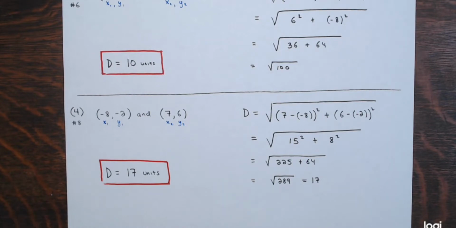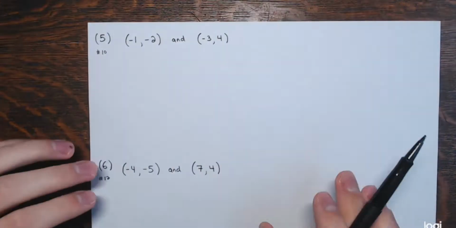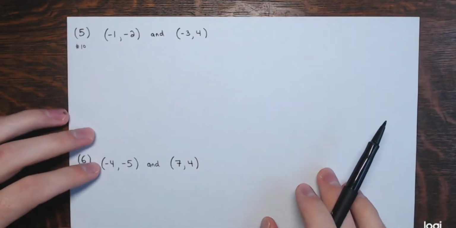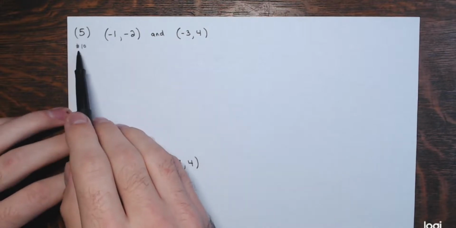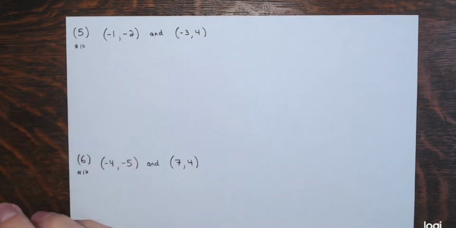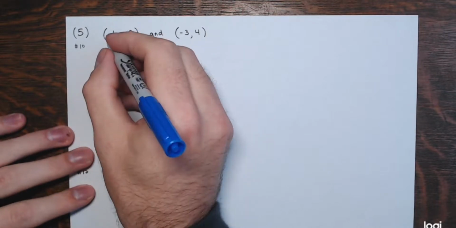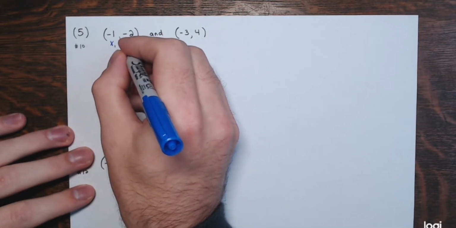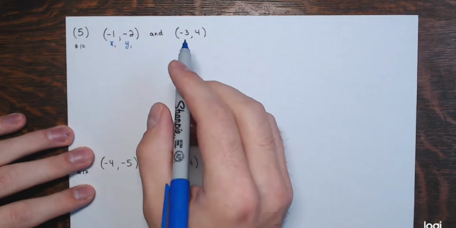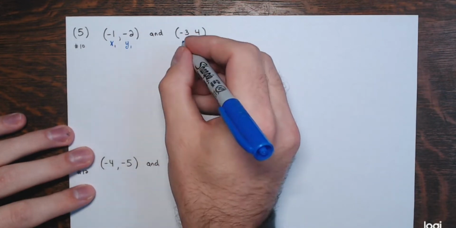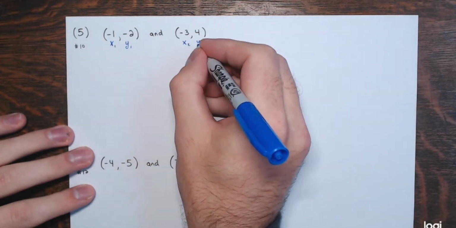Great. Let's keep going. There's one more page here. Hopefully we don't get 10 and 17 again. And based on looking at these ordered pairs, I don't think we are. So example 5, exercise 10 from the text. Again, I'll label the coordinates. So this point, -1, -2, that's x1, y1. And -3, 4, that's x2, y2.